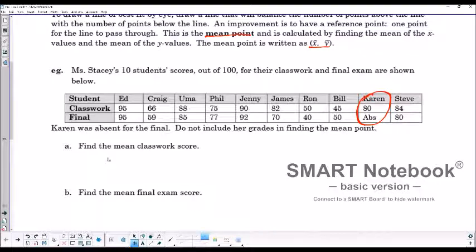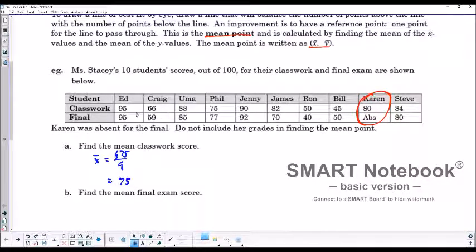So for the mean classwork score, we're just going to add all those together, and I'm going to do this very quickly. You don't have to pause the video, but I'm going to pause the video to do this summation and the division. I know we're dividing by 9 because we've got 9 students, and I'll come back with the sum of all the classwork. When I add up all the marks for the classwork for the semester minus Karen, I come up with 675. If you've come up with something different, maybe I've made a mistake, I apologize. I'm pretty sure that's correct. Then we divide that by 9, and we get 75.